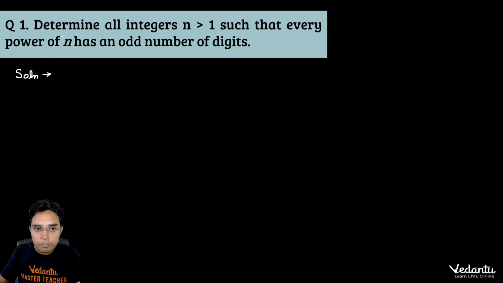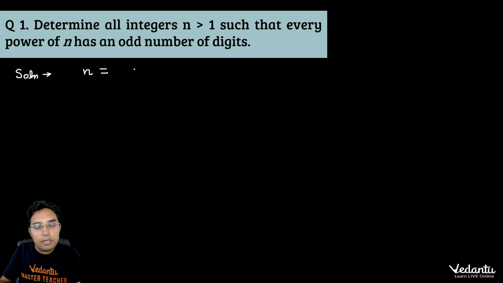So this is question number 1. It says determine all integers n such that every power of n has an odd number of digits. I am going to solve this question with the help of log, in which I will use the concept of characteristic and mantissa. Suppose your n has some odd number of digits.